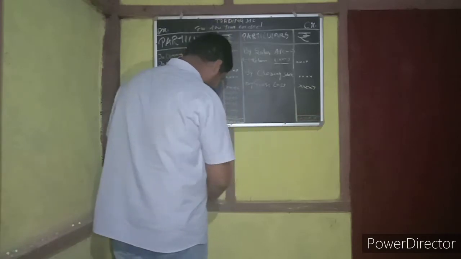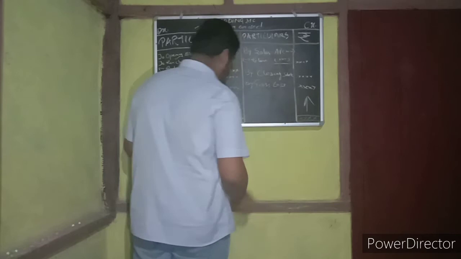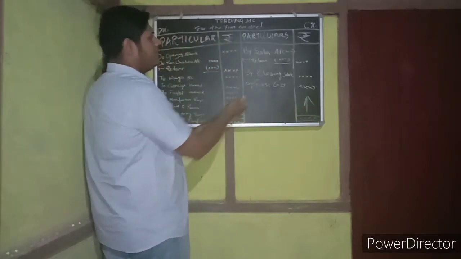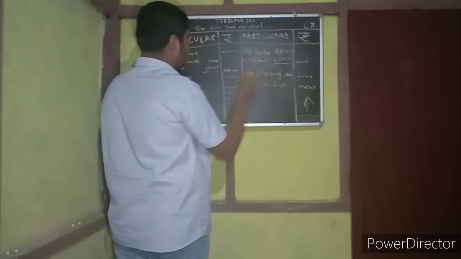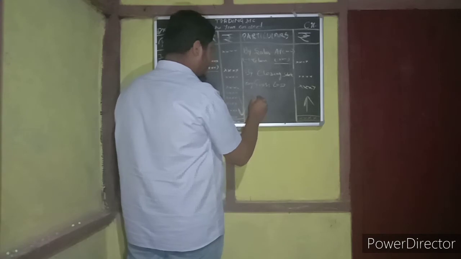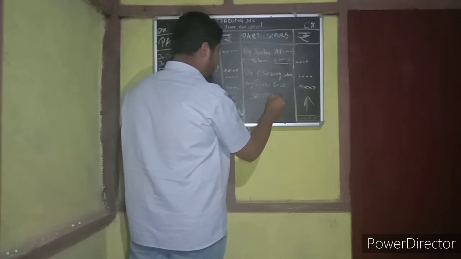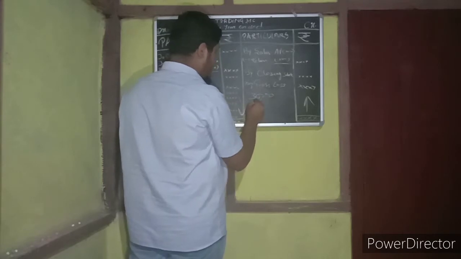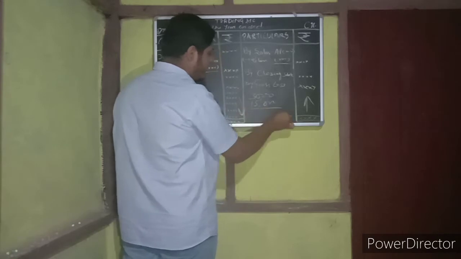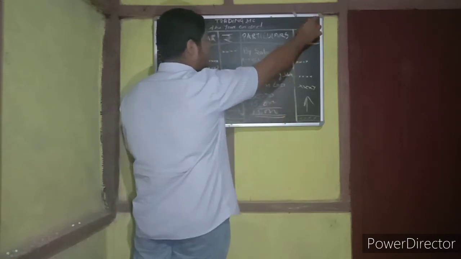Then except gross loss and gross profit, we will calculate both sides. Suppose the total of this side is more and this side is less, then you have to deduct this side from this side. Means the credit side is more and the debit side is less. Suppose the credit side is 30,000 and our debit side is 15,000. Okay, so the difference or the balance will be 15,000. So this is the income side.